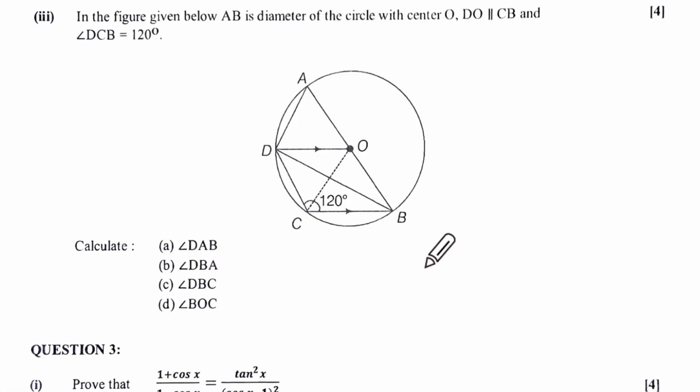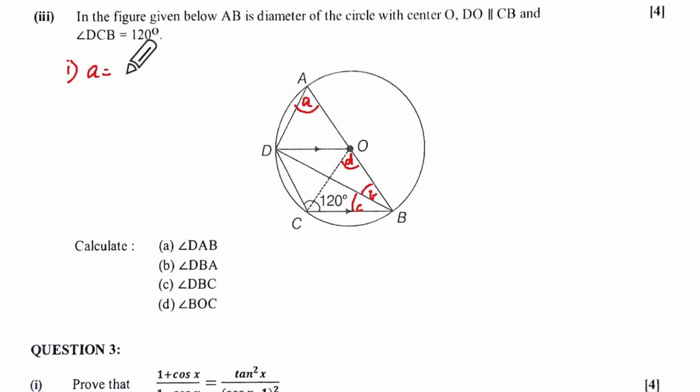Very good. Now angle DAB, I'm writing this as A. Angle DBA, I'll call as B. Angle DBC, I'll call as C. Angle BOC, I will call as D. Cyclic quadrilateral. Did you see the cyclic quadrilateral? Yes, ma'am. Okay, so we'll write it in short.